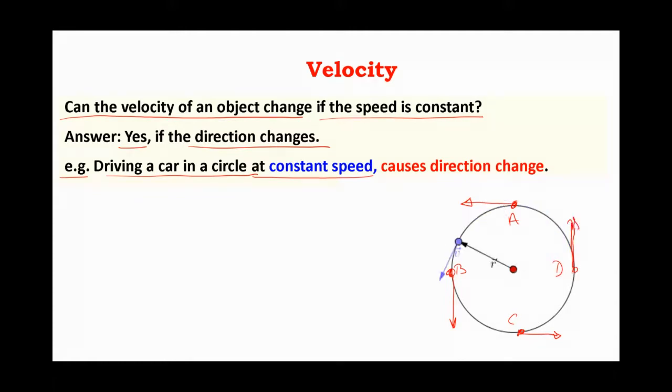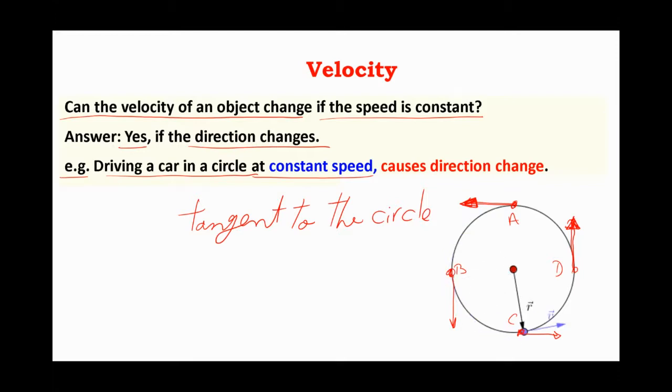So the velocity here changes. The velocity changes because the direction of the velocity changes from point A to point B to point C to point D. In a circle, the velocity direction is always tangent to the circle. The velocity is always tangent to the circle.